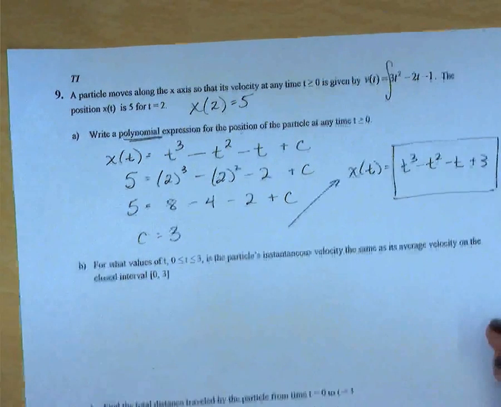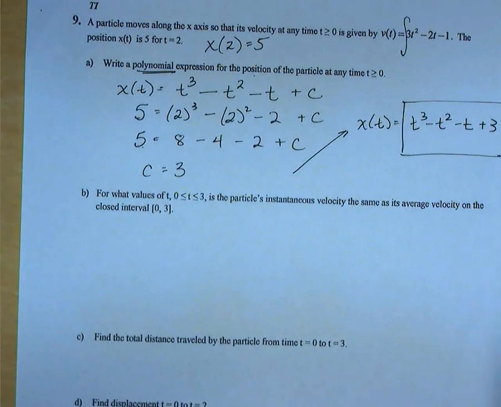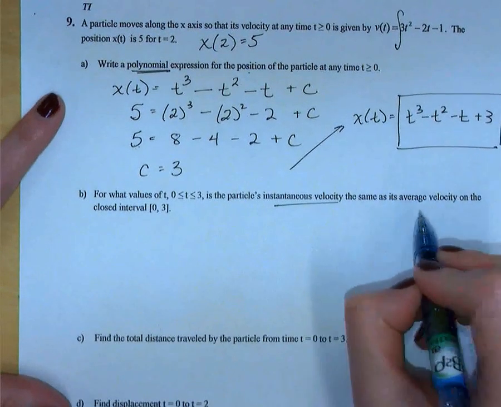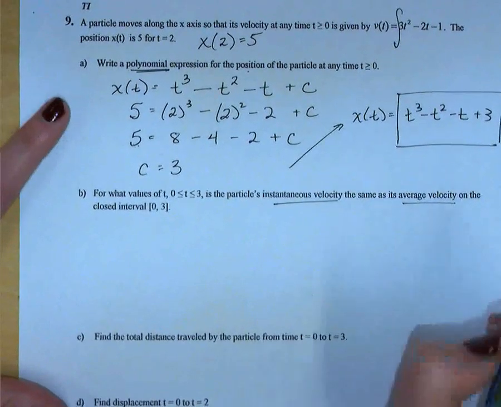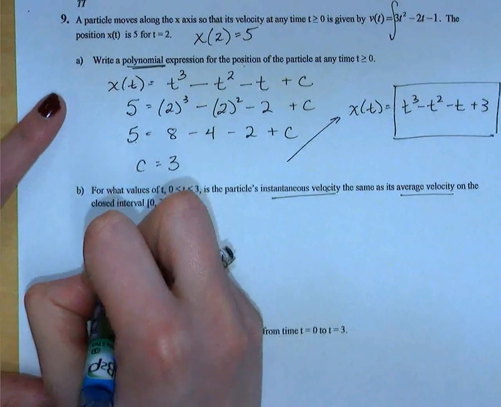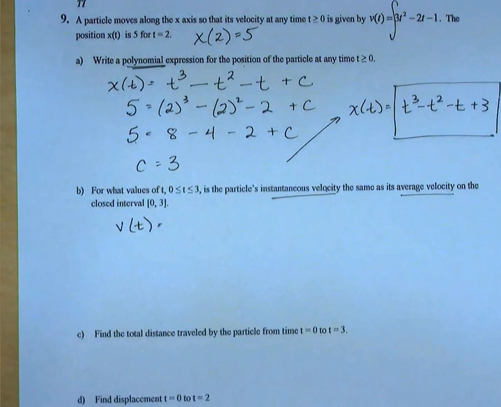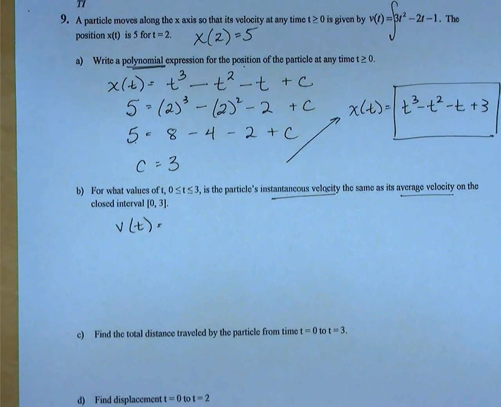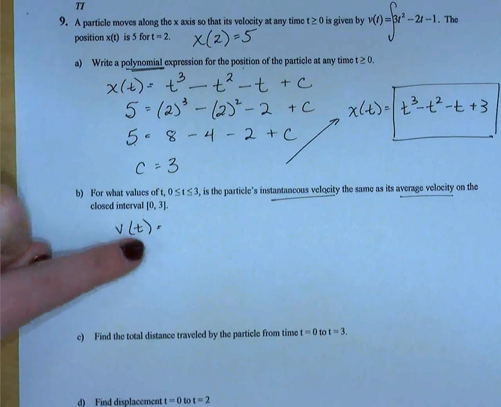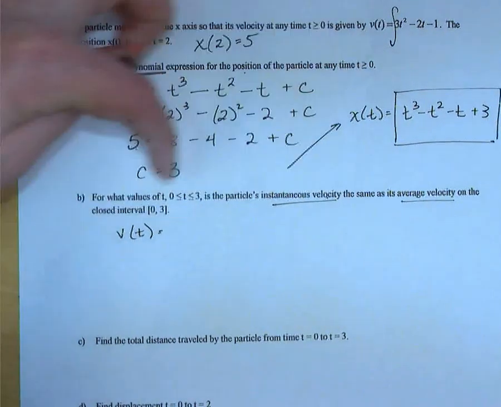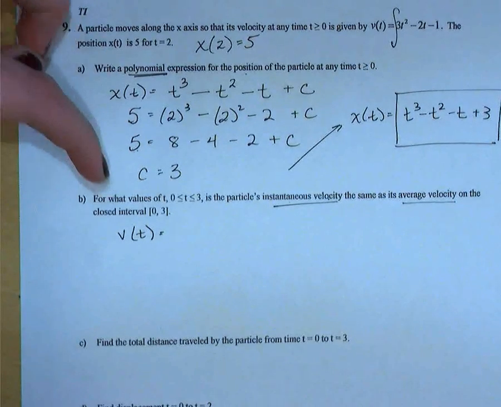Okay? Part B, for what values of time from 0 to 3 is the particle's instantaneous velocity the same as its average velocity? Two different ways of doing this. Instantaneous velocity, that means your derivative, that means velocity. And think about this. Instantaneous velocity, that means I want the velocity at a specific instant. If I want the velocity at time 10, let's say for example, then I would plug 10 into velocity and find the velocity at that instant. So instantaneous velocity, that means I want velocity. It is the derivative of position.